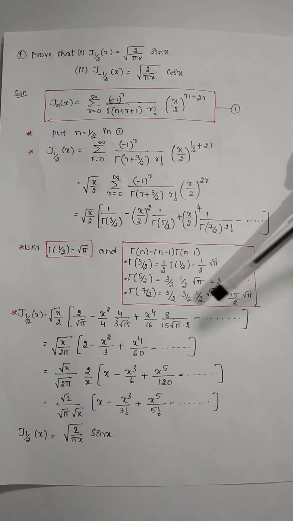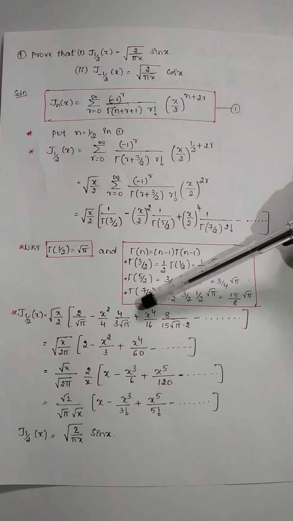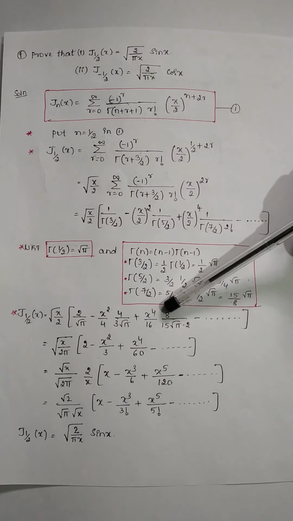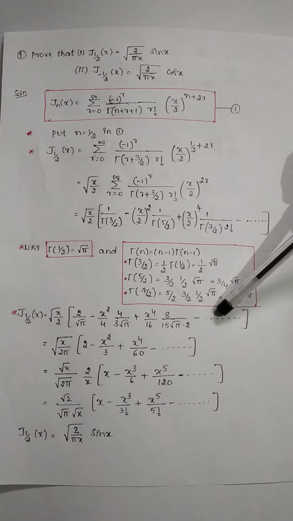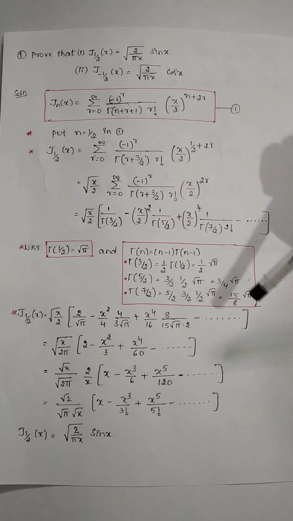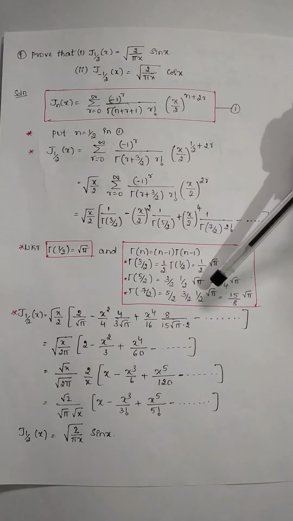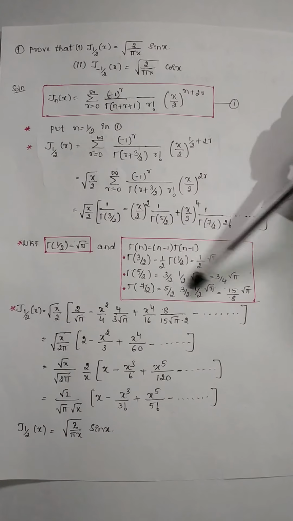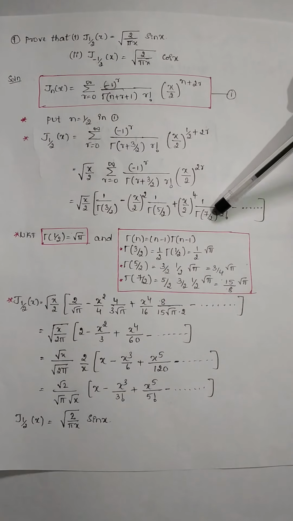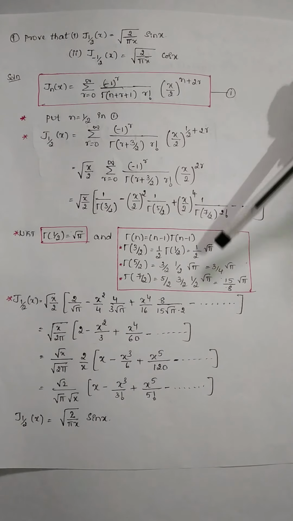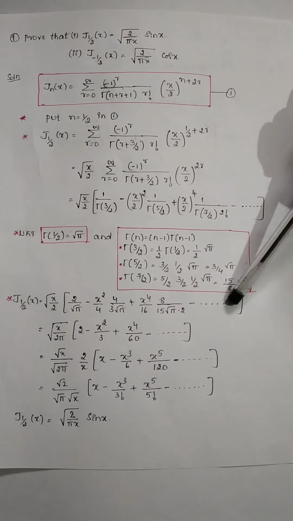If 9 by 2 is there, gamma of 9 by 2 can be written as 7 by 2 into 5 by 2 into 3 by 2 into 1 by 2 into root pi. So by using this property and these answers, you will substitute in the previous line. After substitution you will get this line.